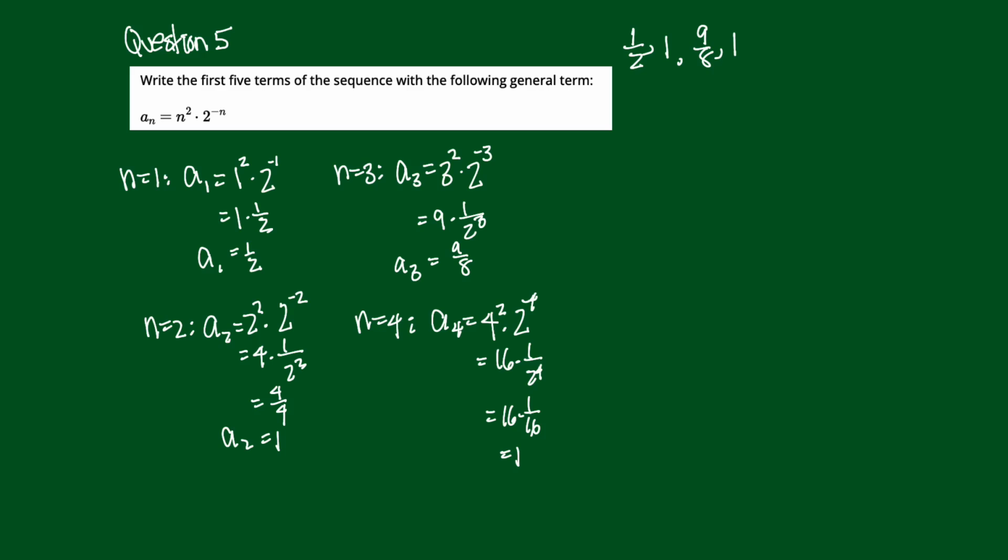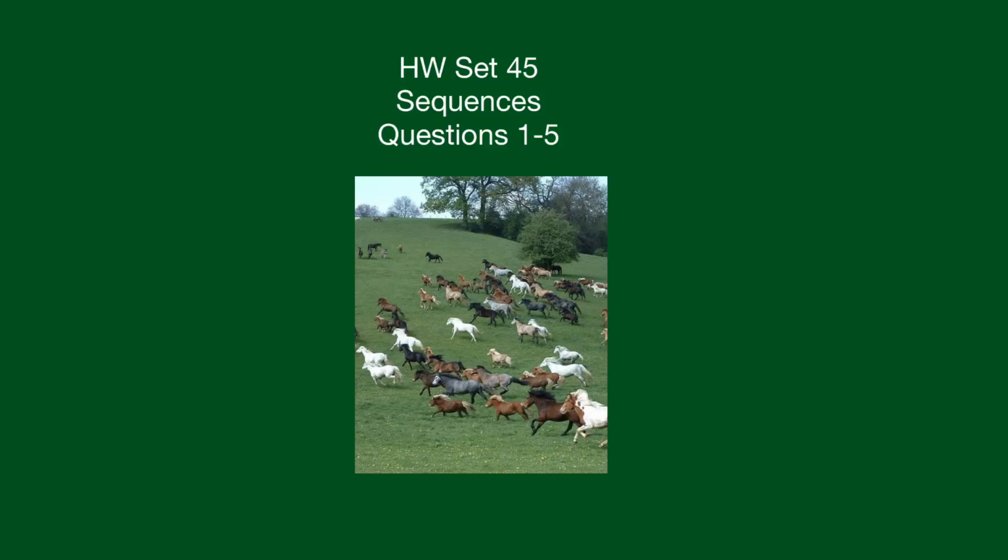All right, now when n is 5, I'm going to get a sub 5 is 5 squared times 2 to the negative 5. This will give me 25 times 1 over 2 to the 5th. This is 25 over 32, and I don't think that's going to reduce. 25 over 32. There's the first 5. And that's the end of this part of homework set 45.